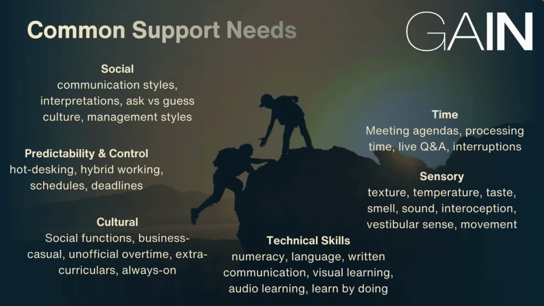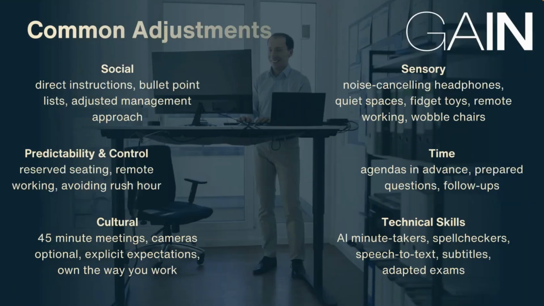This is learning by doing. On the other hand, some neurodivergent people may excel in some technical skills. As we've learned, everyone is an individual and neurodiversity is a spectrum. We can make adjustments for these support needs in a number of ways, and you might find that making small changes can make a huge difference.